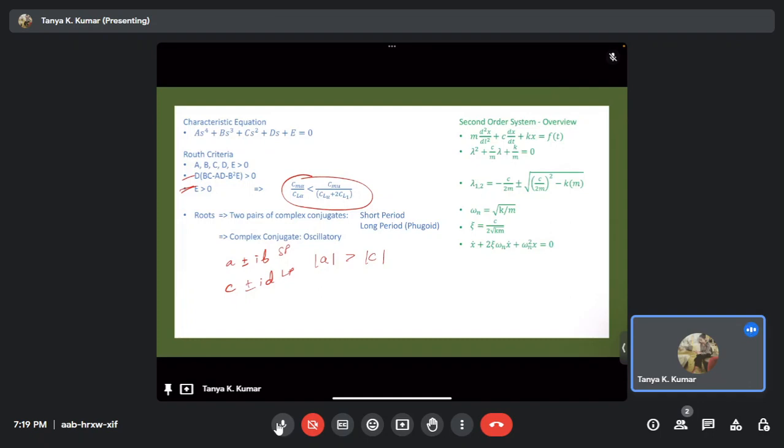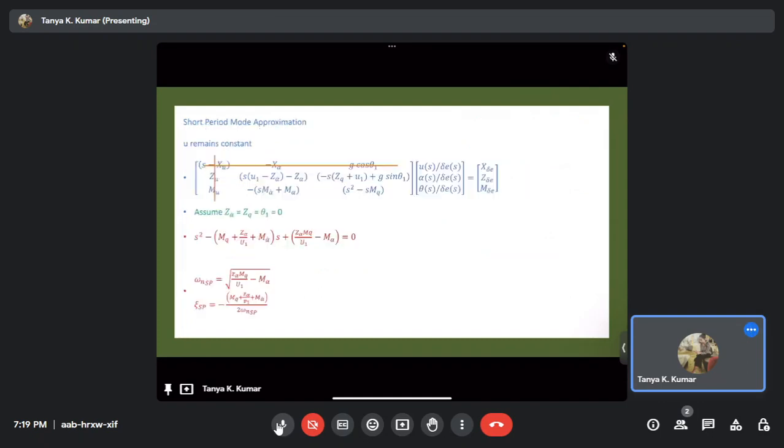So you form equations with each pair of roots, compare it to a typical second order system, and then you get your natural frequency and damping ratio of each case. Then we had seen some approximations. So you have a short period mode approximation where you assume u, the velocity u, remains constant. What happens then is that the first row and the first column can be neglected, and so you get another set of equations, a reduced order set of equations, and this is the equation corresponding to short period mode approximation.